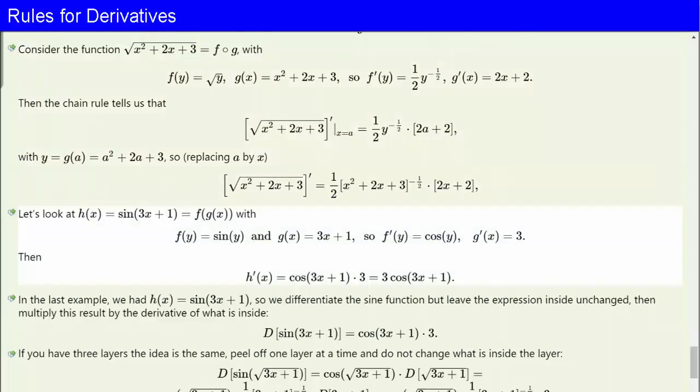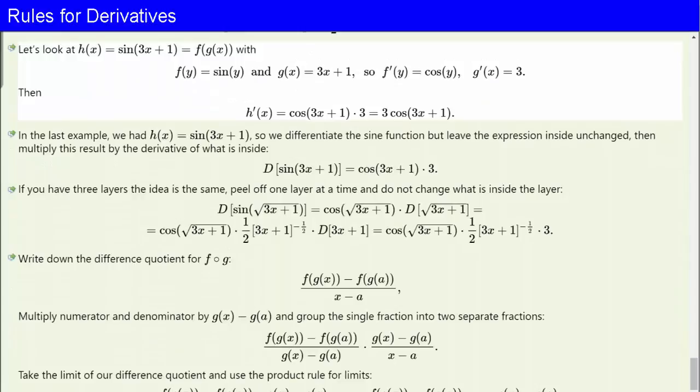Another example. Let's look at h of x equals the sine of 3x plus 1. That's f composition g of x with f of y equals sine y, and g of x equal 3x plus 1. F prime of y, then, is cos y, and g prime at x is 3. Then h prime at x, the derivative of the composite function, is cosine of 3x plus 1 times 3.